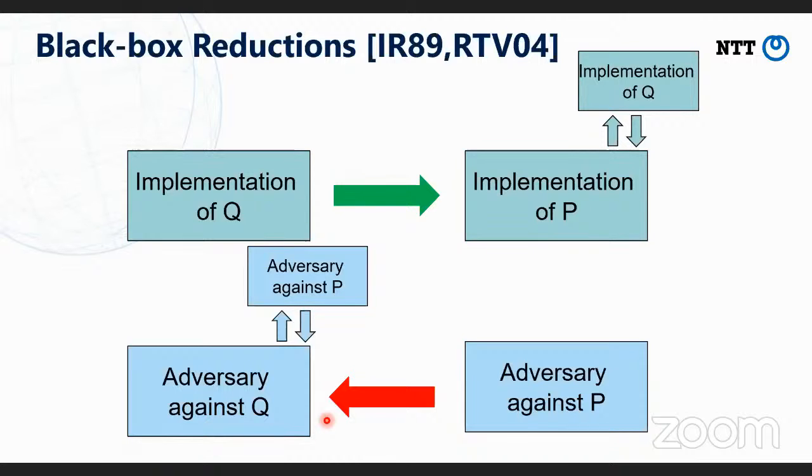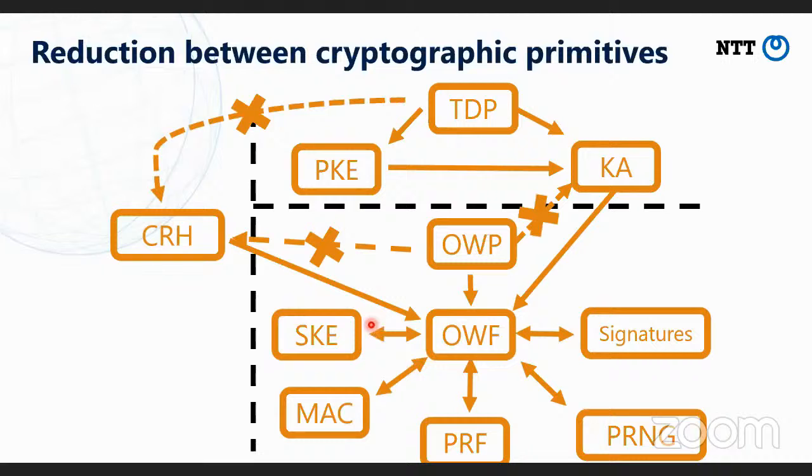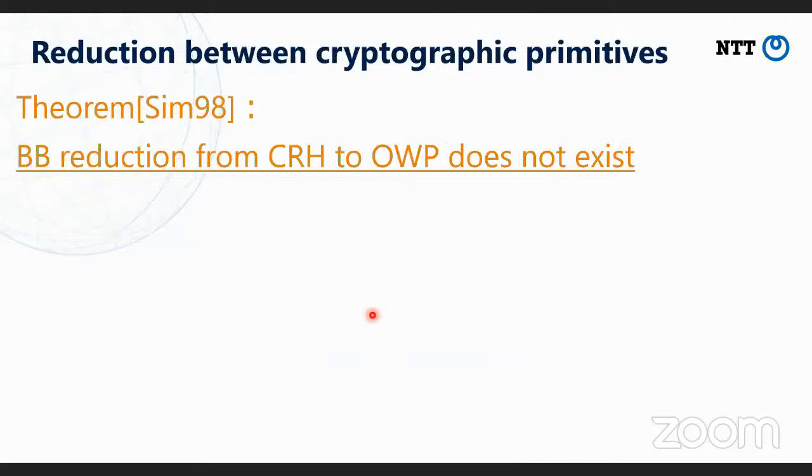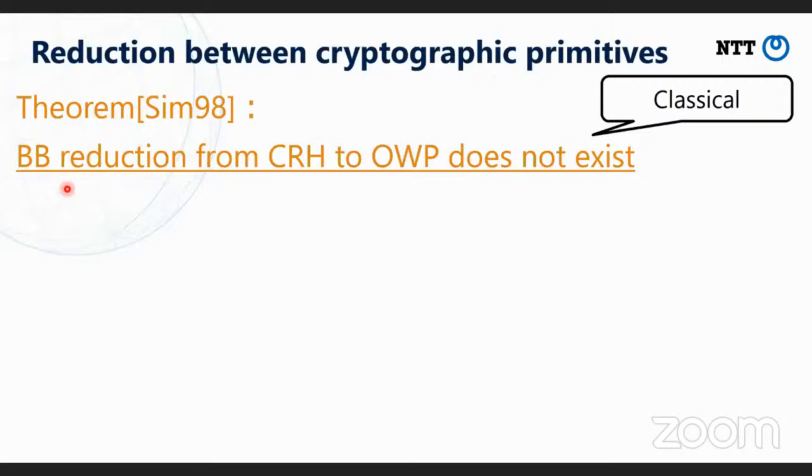When we restrict ourselves to this black box reduction, then we can show the impossibility of reductions like this. In particular, we can show the impossibility of reductions from collision-resistant hash to one-way permutation or even trapdoor permutation. As I showed in the previous slide, in the classical setting, there is no black box reduction from collision-resistant hash to one-way permutation. This is a very fundamental and important result in the classical setting. And next, I'd like to move from the classical setting to the quantum setting.